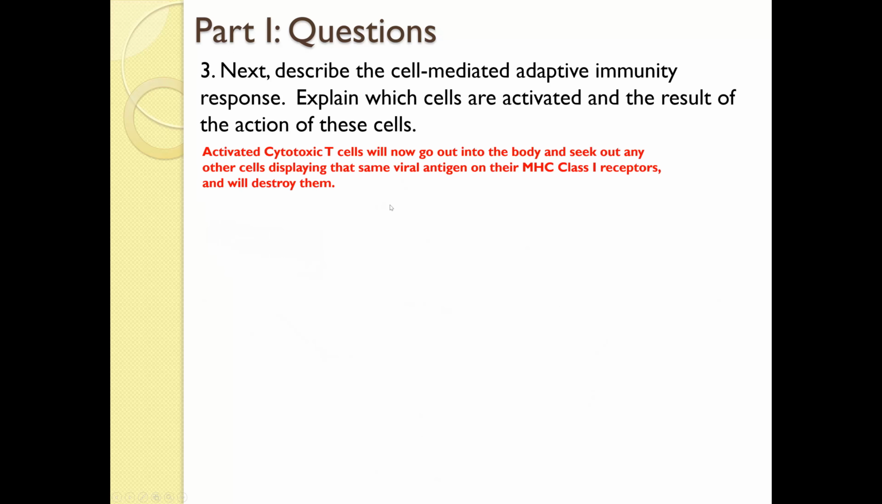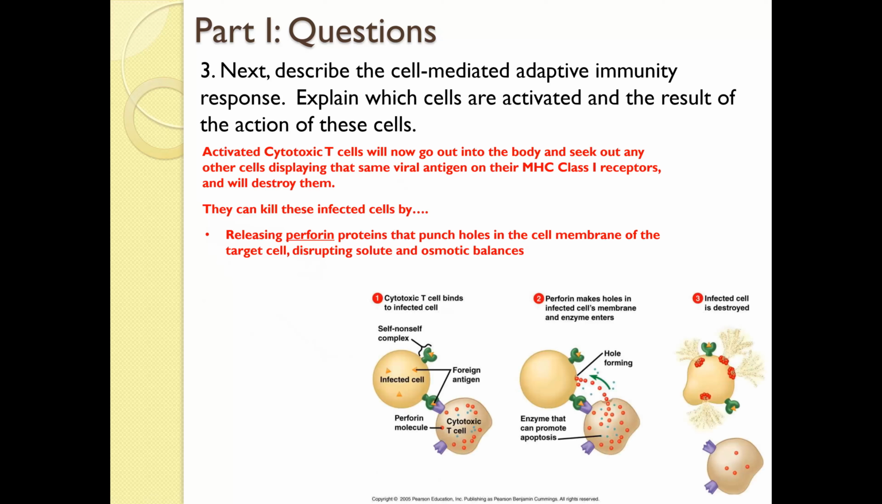So now for the second part of the question, the result of action of these cells. So activated cytotoxic T cells will now go out into the body and seek out any other cells that are displaying that same viral antigen on their MHC class I receptors and will destroy them. So cytotoxic T cells kill infected cells in 3 ways. First, they can release perforin proteins that punch holes in the cell membrane of the target cell, which disrupts the solute and osmotic balances, and that is shown down here.